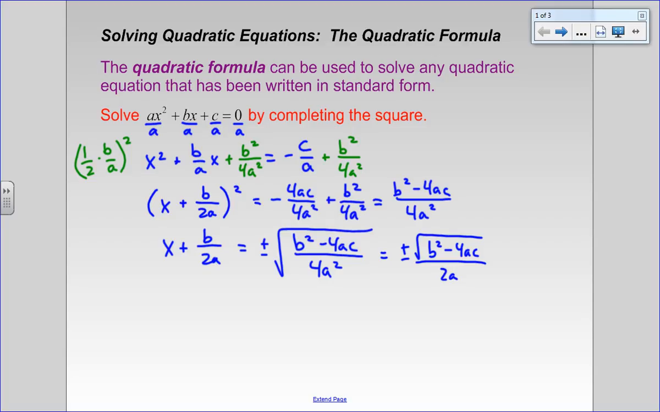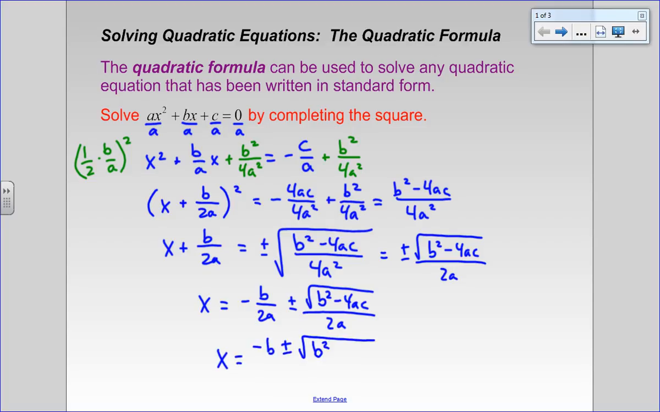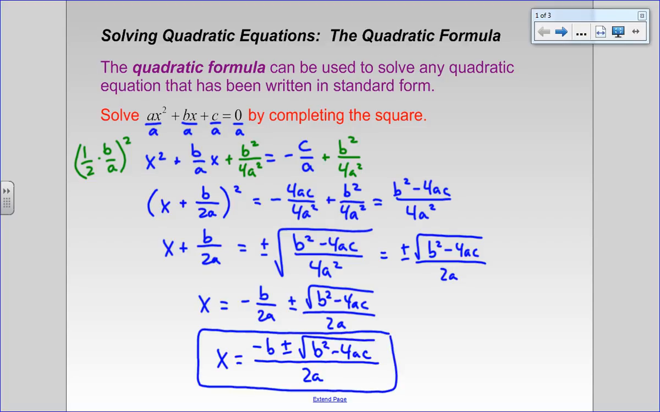And finally, to isolate x, we need to subtract b over 2a from both sides. So we have x equals negative b over 2a plus or minus the square root of b squared minus 4ac all over 2a. And since these two fractions have a common denominator, we can simply add the numerators to obtain x equals negative b plus or minus the square root of b squared minus 4ac all over 2a. This equation is the quadratic formula, which can be used to solve any quadratic equation.